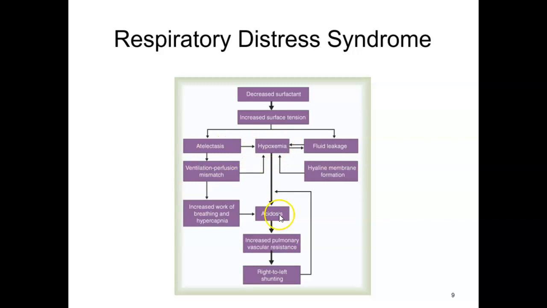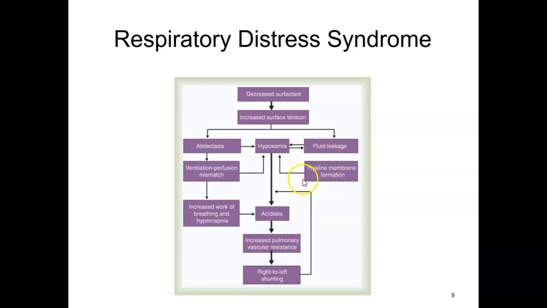When you have hypoxemia, that also increases your chance of acidosis, which is going to increase your chance of pulmonary vascular resistance. So with increased PVR, you get more right to left shunting, and this becomes a cycle. Just like the atelectasis increases that ventilation perfusion mismatch, meaning I'm going to have perfusion to underventilated tissue, which leads to increased work of breathing and hypercapnia, which leads to acidosis.